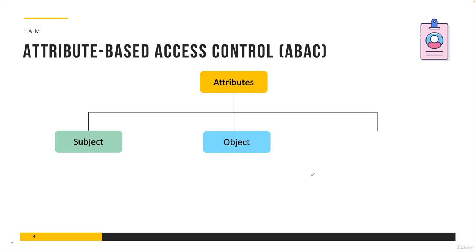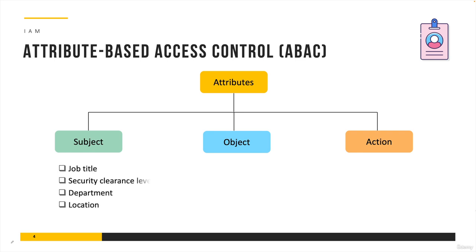So object is the resource on which the actions are currently being performed. So the decision could be based on the attributes or characteristics of the object itself. And thirdly, it could be the action. For example, is it a read request? Is it a write request? Is it an edit request? Those kind of things. So let's dive a bit deeper.